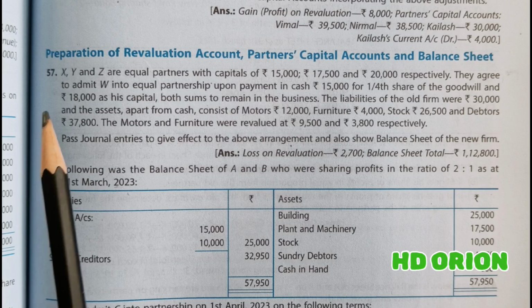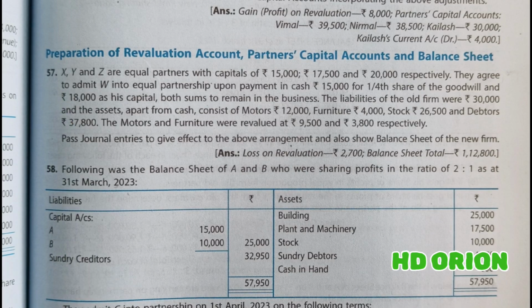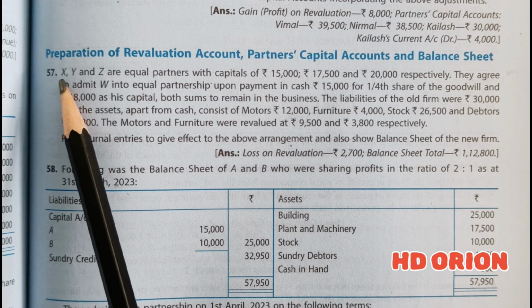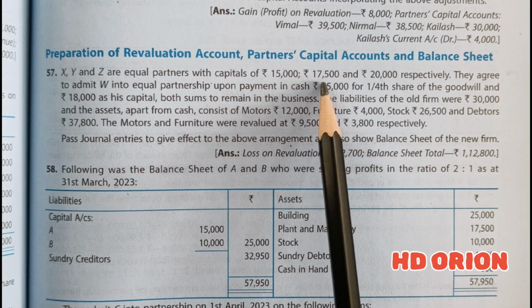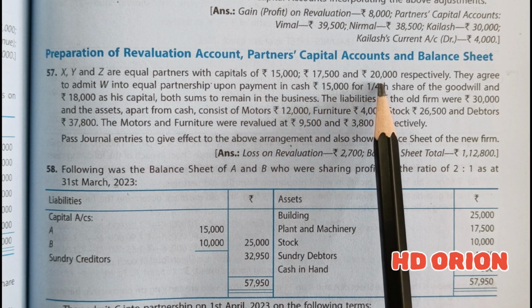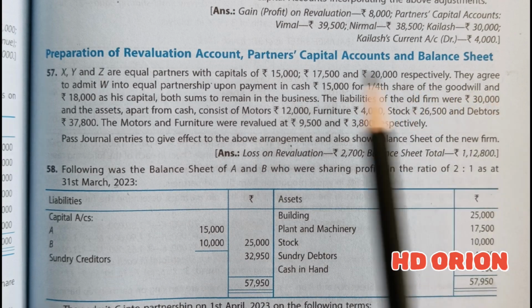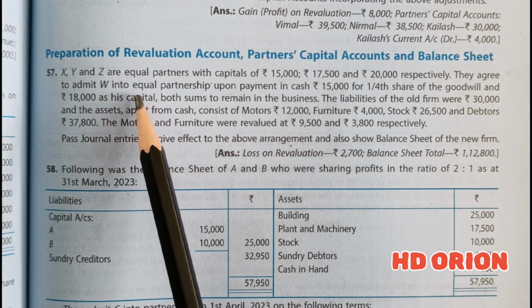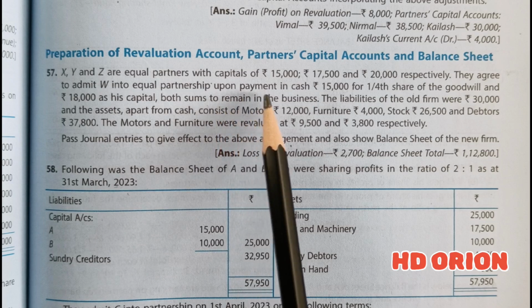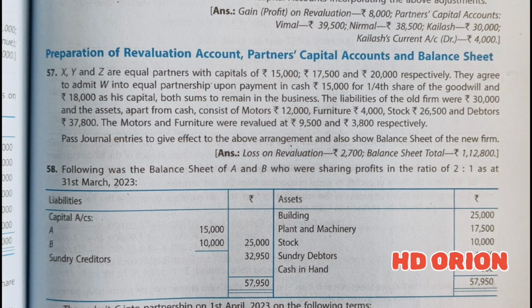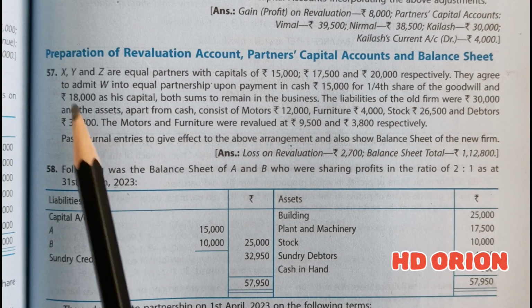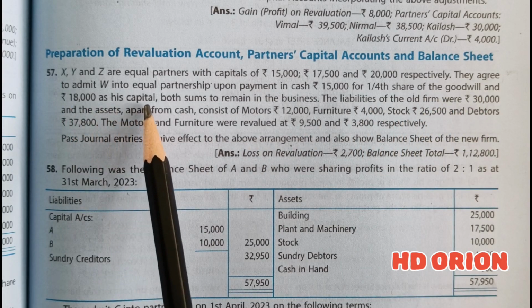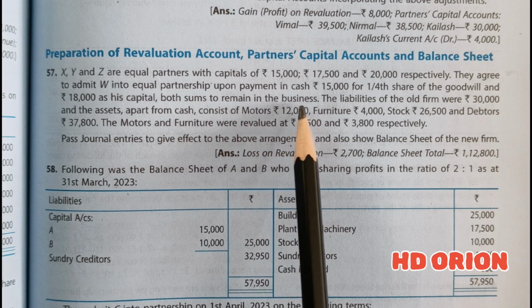So question number 57 we will see. X, Y and Z are equal partners with capitals of rupees 15,000, rupees 17,500 and rupees 20,000 respectively. They agree to admit W into equal partnership upon payment in cash rupees 15,000 for 1/4 share of the goodwill and rupees 18,000 as his capital. Both sums to remain in the business.